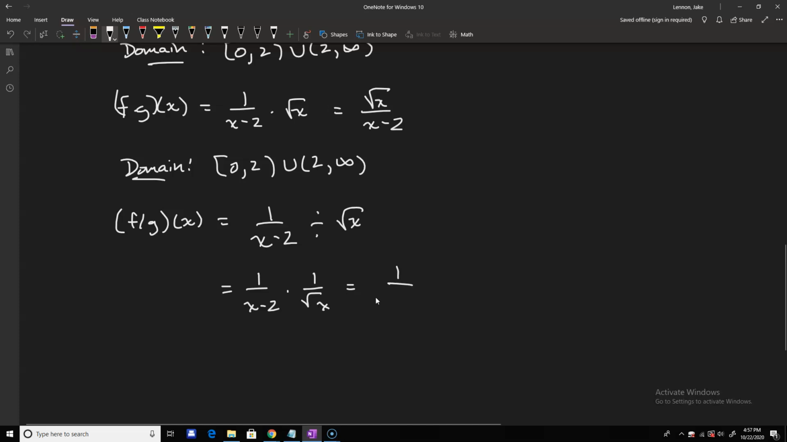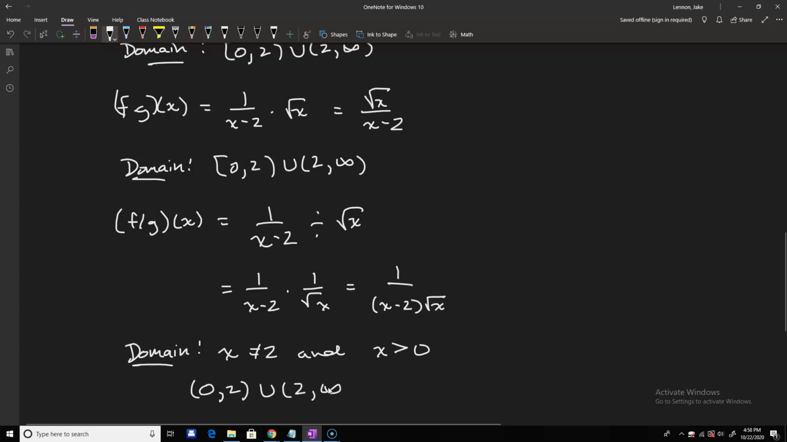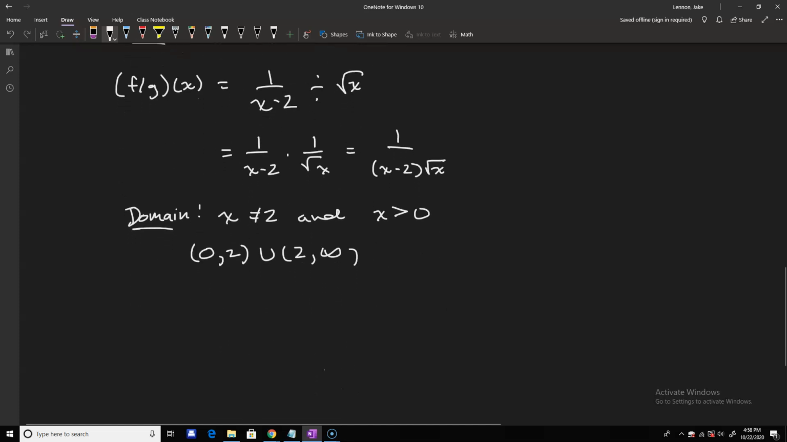So now we see we are going to have something that's going to affect the domain a little bit. Now x equals 0 would also cause division by 0. So the domain switches slightly. What we need is x to not equal 2, and x can also not be 0. So x has to be strictly greater than 0. So the domain changes slightly to (0, 2) union (2, infinity). So we have a slight difference there. Okay, so that's it for part A.